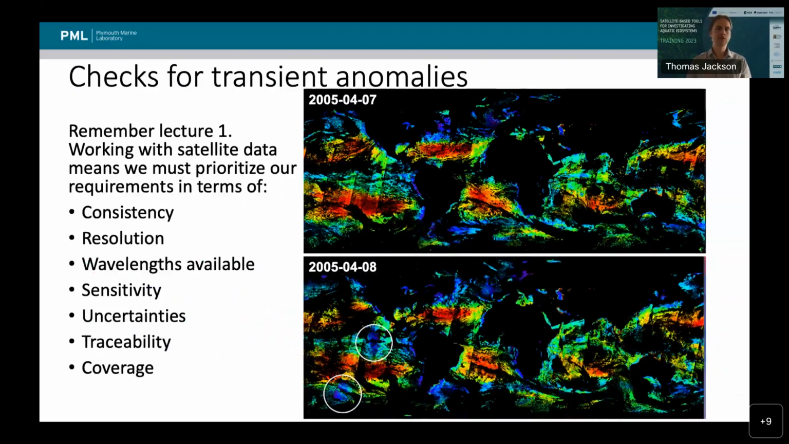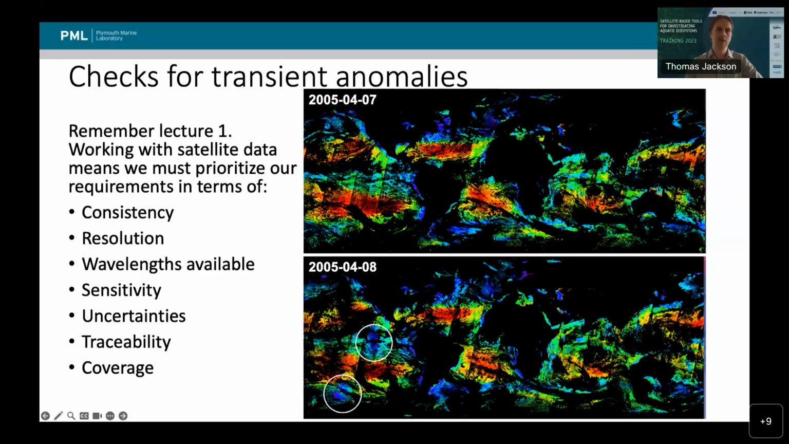So as well as systematic anomalies like that, we also have to take account of transient anomalies. And there's a whole number of sources of these that might come up. And this is part of the QC and quality control and checks that we've iterated over the years within Ocean Color CCI. So if I just draw your eye to the circles in the lower panel here, these images are the daily composites taken one day apart. So we have the 7th and the 8th of April in 2005.